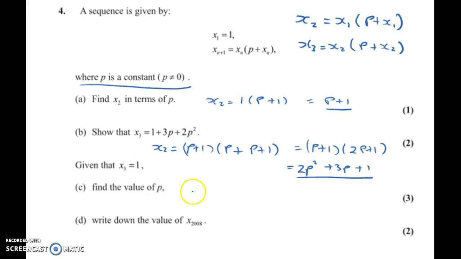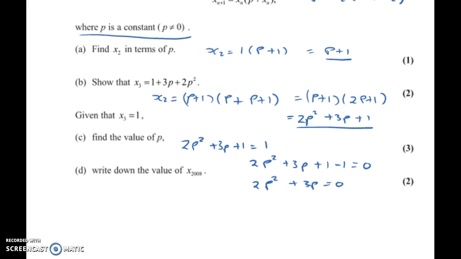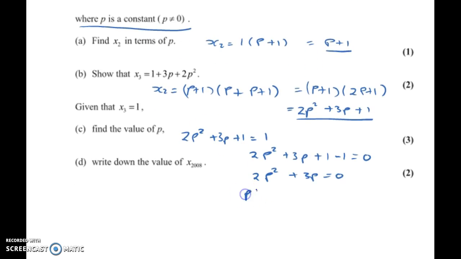Find the value of p. So we have that 2p squared add 3p add 1 equals 1. When we factorise a quadratic, it's got to equal 0. So we've got 2p squared add 3p plus 1 minus 1 equals 0. So 2p squared add 3p equals 0. Single bracket needed here. p bracket 2p add 3 equals 0. So either p equals 0 or p equals minus 3 over 2.